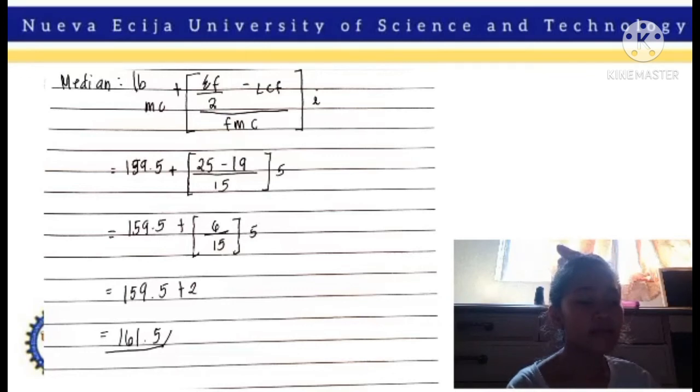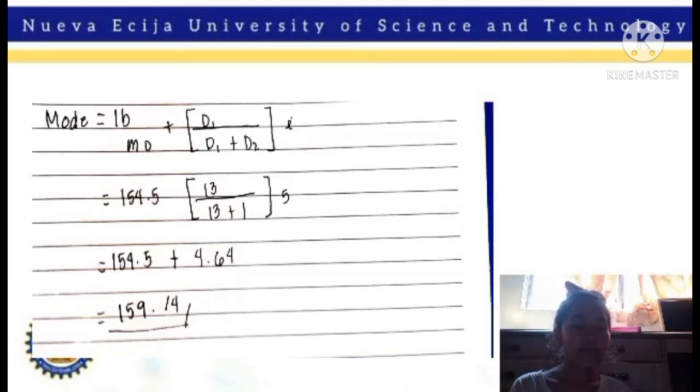So we will subtract 25 minus 19, which is 6. So we will bring it down. 159.5 plus 6 divided by 15 times 5 is 2. So let's bring it down. 159.5 plus 2 equals 161.5. 161.5 is our median.